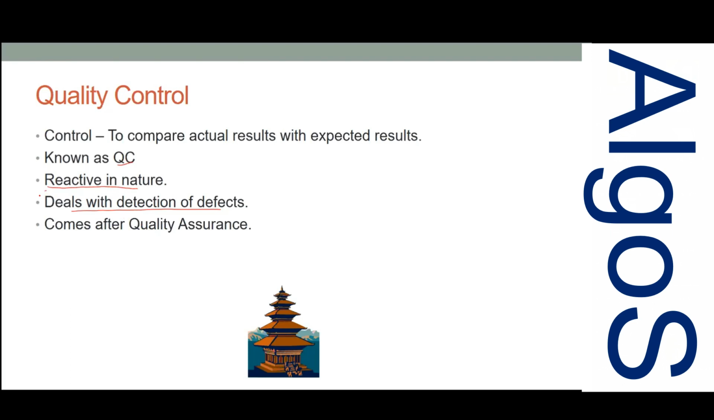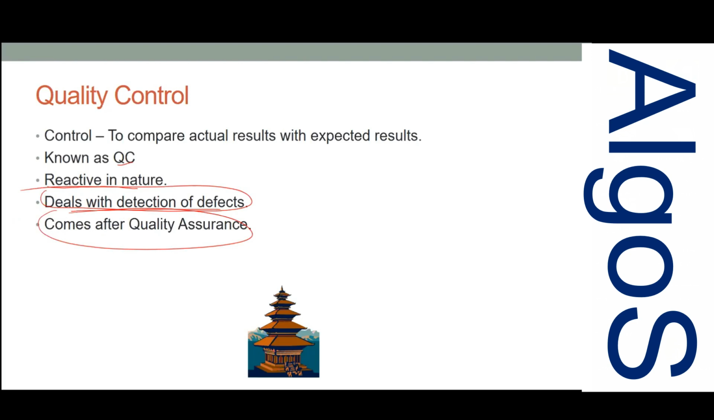So quality control deals with the detection of defects. And of course, it comes after quality assurance. Quality assurance comes first. You set up the standards first, and then comes the quality control. The software is ready, then you test the software to check if it is actually working as per expectations or not. So that is what quality control is.